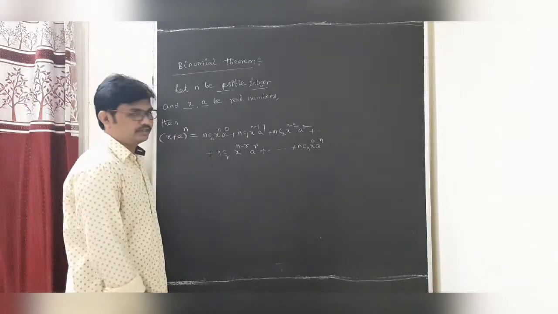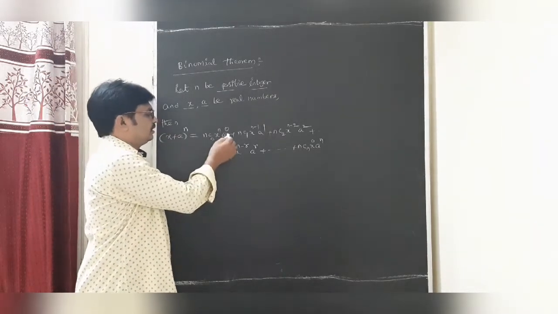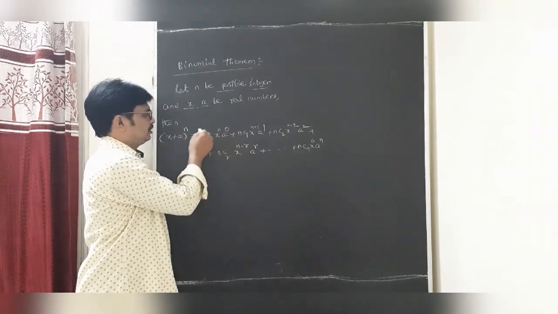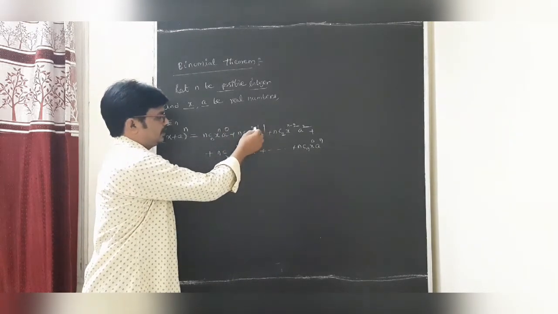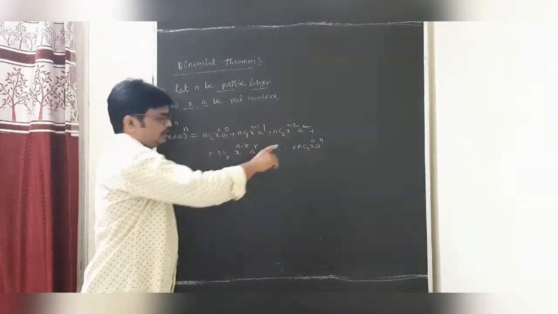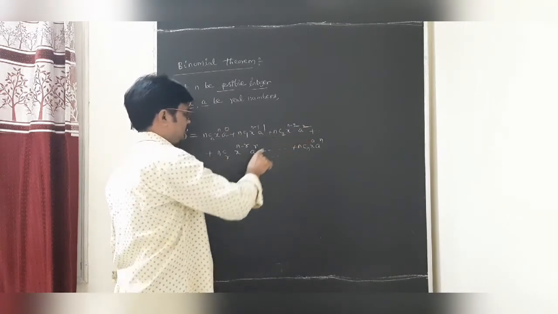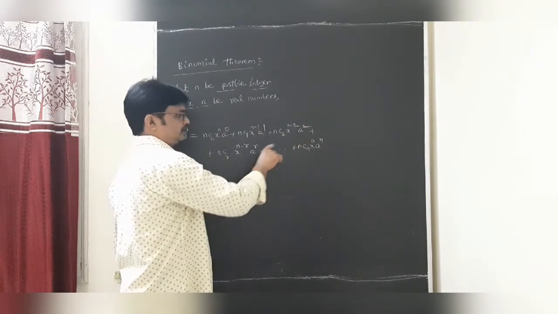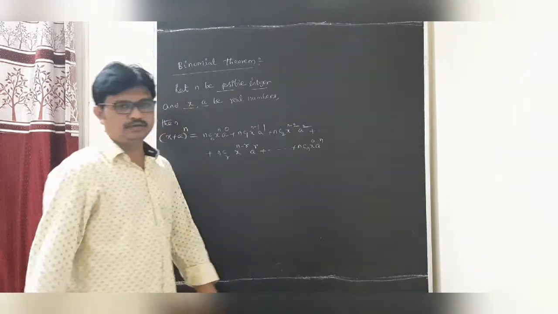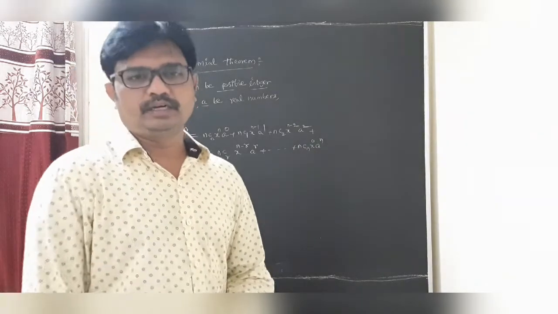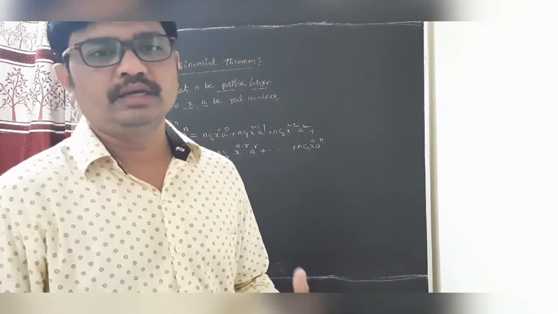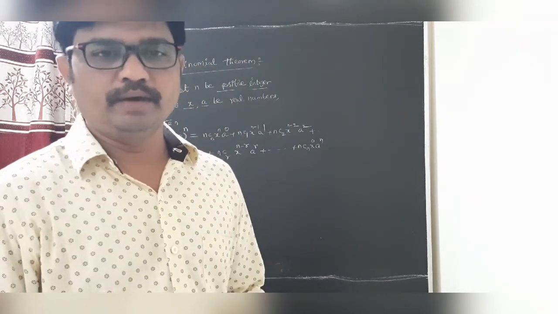So what is the observation, students? The sum of the powers: n plus 0 is n, n minus 1 plus 1 is n, n minus 2 plus 2 is also n, n minus r plus r is also n. So in each and every term, the sum of the powers must be equal to the index of the binomial.